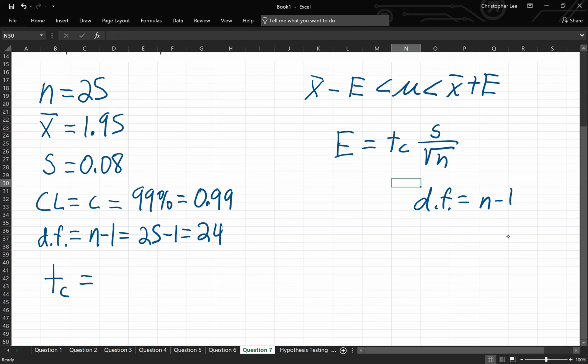So we want to go to the student T distribution table in your formula sheet packet. That's the very last table, where we have our degrees of freedom and our confidence level. My degrees of freedom is 24, and my confidence level is 99% or 0.99. So find for me T critical. What's the answer?